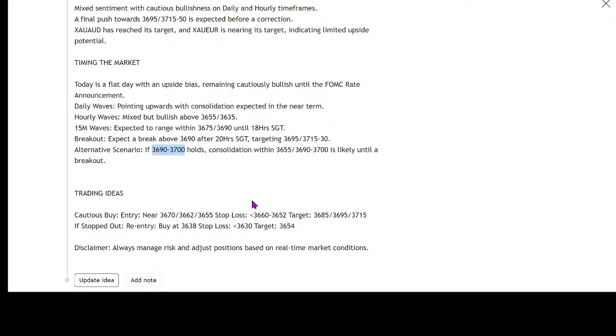Then we are giving trading ideas: we'll go for a cautious buy near 70, 62.55, stop loss below, with target 85.95. These two targets have already been reached, so we are only looking for one more target, and if stopped out, then we go for a re-entry buy at a much lower level. So this is the thing which we have to take note.